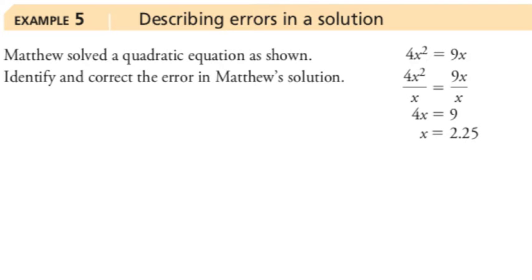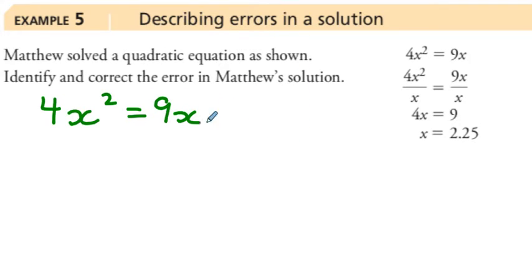In this example, Matthew solved the quadratic equation as shown on the right. Our task is to identify and correct the error in Matthew's solution. So it started as 4x squared equals 9x. And in Matthew's solution, he saw there was an x on both sides, so he divided by x. But the problem with that is we're getting rid of one of our factors by doing that.